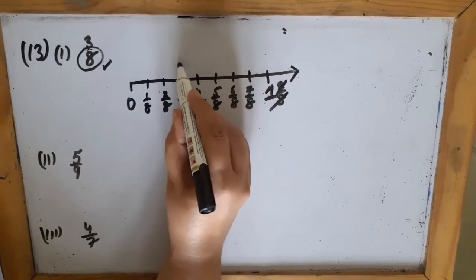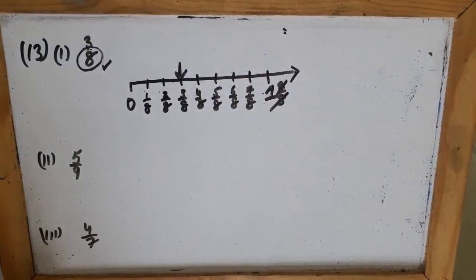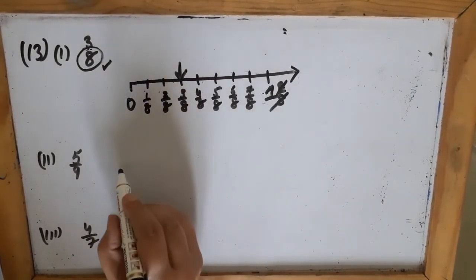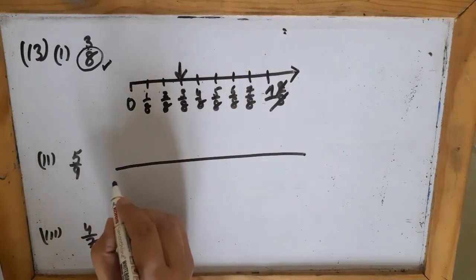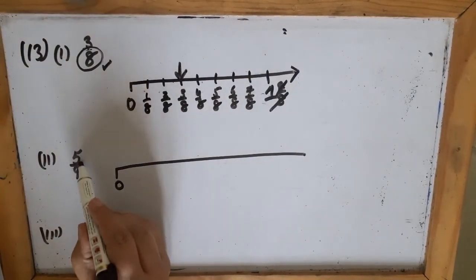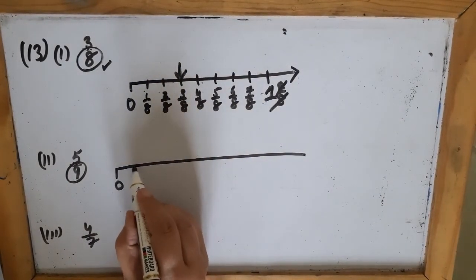Now I have to represent 3 by 8, and where is 3 by 8? This is 3 by 8, so you can say this is 3 by 8. Now come to the next, the second part, 5 by 9. So I will draw a number line, start from 0, and what is the denominator? It's 9. It means I will divide this number line into 9 equal parts.